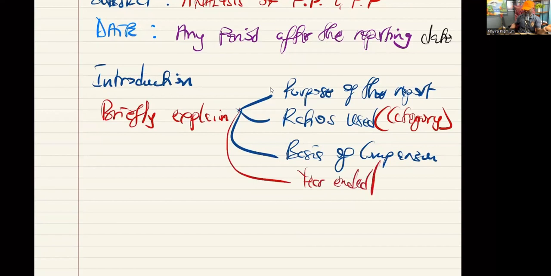Sometimes the examiner may say that talk about other issues. If there is any other requirement in the question that they say you should talk about, that should clearly be communicated in your introduction. Please, it is introduction, not essay. That is why I use the word briefly explain. It is introduction, not essay.